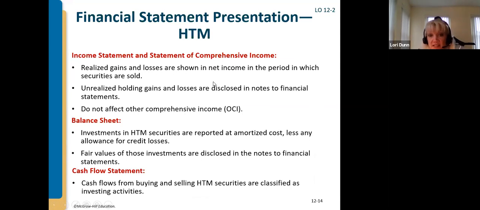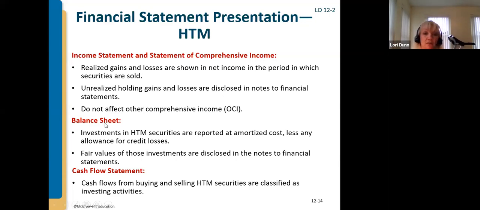Only realized gains and losses, realized being you sold it and you made a gain or loss on the sale, are reported in the period that it is sold. Unrealized holding gains or losses are just noted in the financial statements. So we don't report them and make journal entries, but we let people know, hey, this investment went up or down. And that's the information about it.